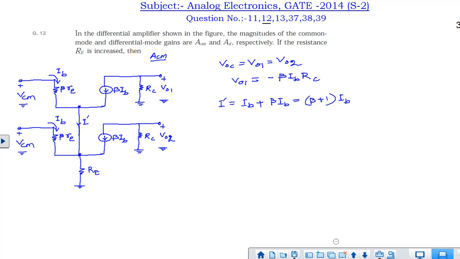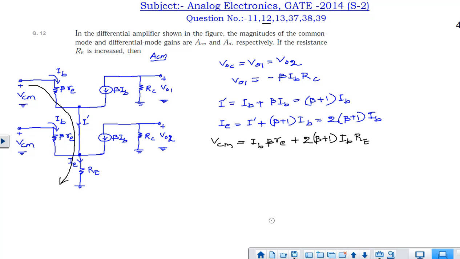Again, the current flowing through the RE resistor is IE. The IE value will be I dash plus IB plus beta IB. Okay, so that will give us 2 times beta plus 1 IB. So IE value is nothing but 2 times beta plus 1 IB. Now let us apply KVL across this loop. So VCM value will be equal to IB into beta RE plus whatever the IE current is, that is 2 times beta plus 1 IB into RE. Okay, so VCM value will be like this.